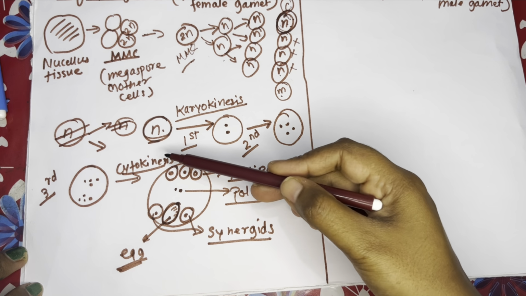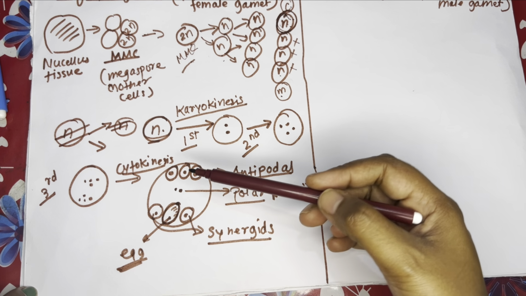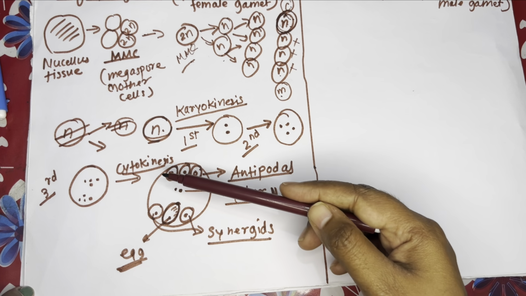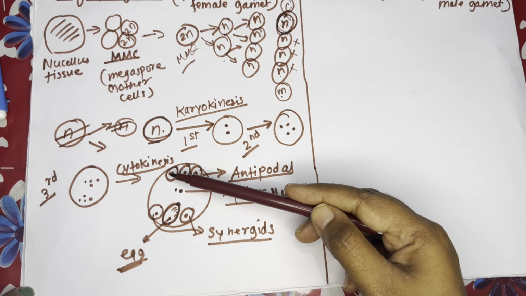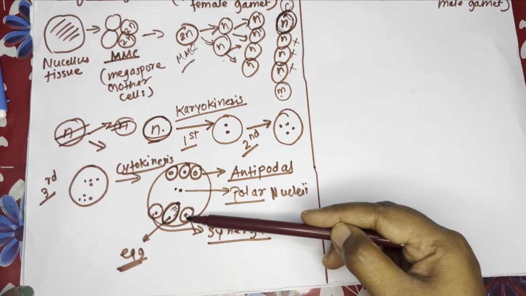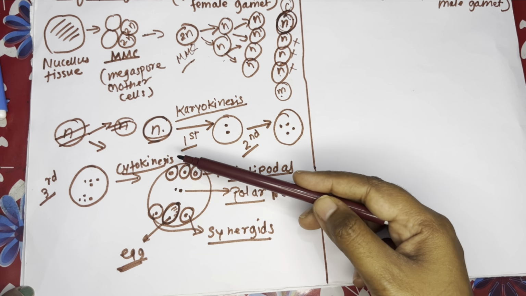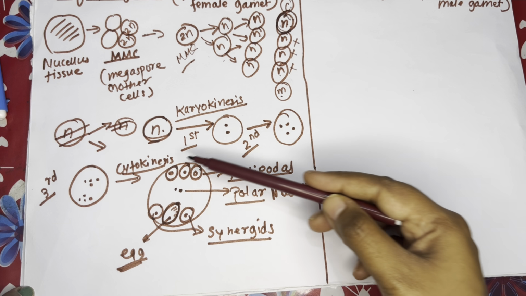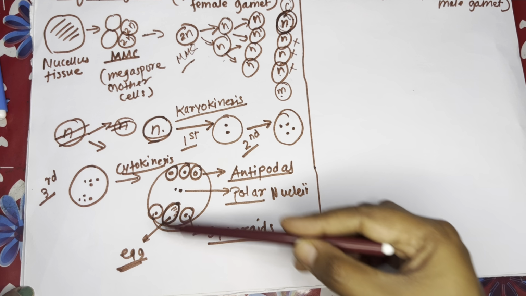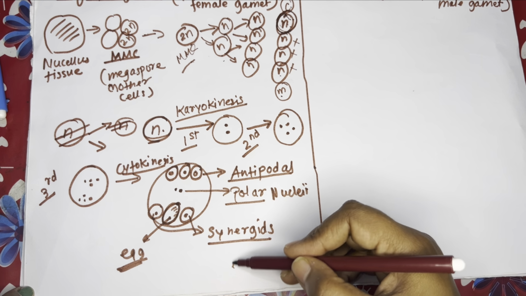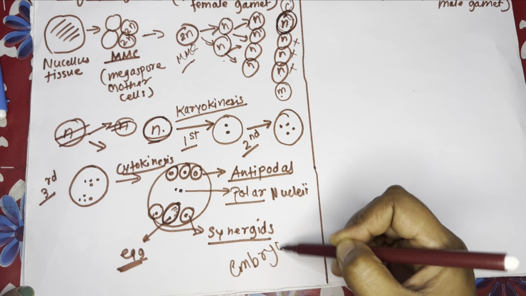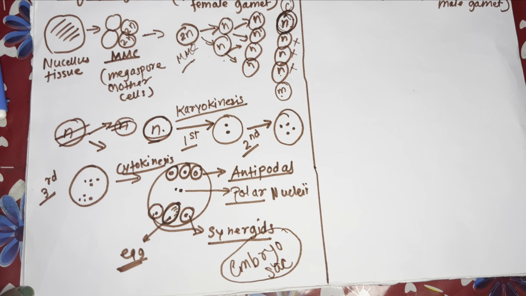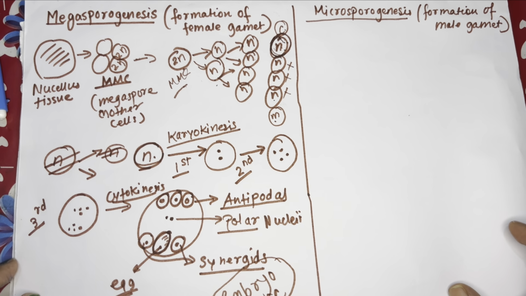Now this particular stage is called the 7 cell 8 nuclei stage, because here we have 7 cells. One, the bigger one, then 2, 3, 4, 5, 6, 7 cells. If you count the nuclei, we'll have 1, 2, 3, 4, 5, 6, 7, 8. 7 cell 8 nuclei stage will be this one. As a whole, this particular stage is called the embryo sac. Okay, this is the embryo sac. This was all about megasporogenesis.